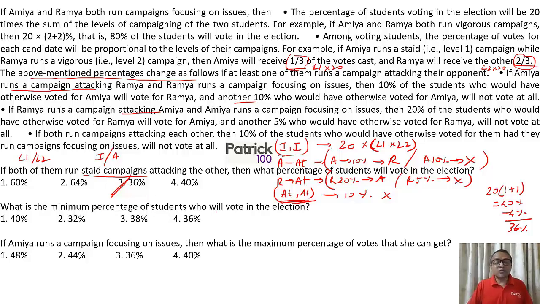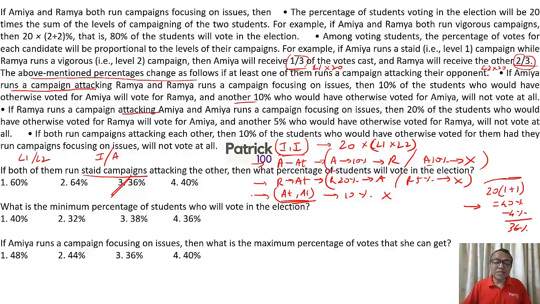What is the minimum percentage of students who will vote in the election? Minimum will be both doing L1 campaigning because 20 into 1 into 1, 40%. But you want more people not voting. Look, in the first case when Amya is attacking, only Amya's 10% will not vote. In the second case where Ramya is not attacking, only Ramya's 5% will not vote. Whereas when both are attacking, 10% of overall will not vote.